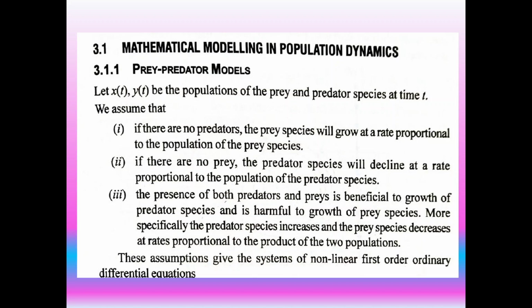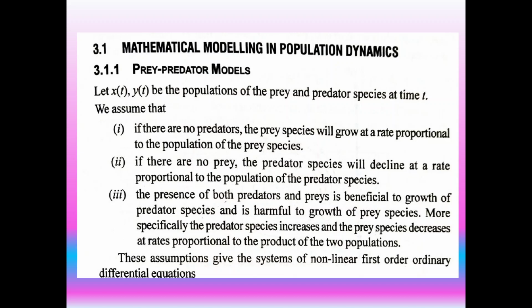Let x of t and y of t be the populations of the prey and predator species at time t. In order to do such a predator-prey model, we need to make some assumptions at first. That means, if there are no predators, the prey species will grow at a rate proportional to the population of the prey species. Second assumption, if there are no prey, the predator species will decline at a rate proportional to the population of the predator species.